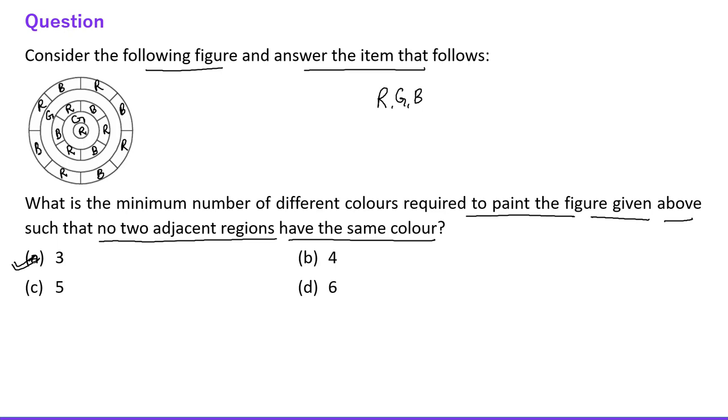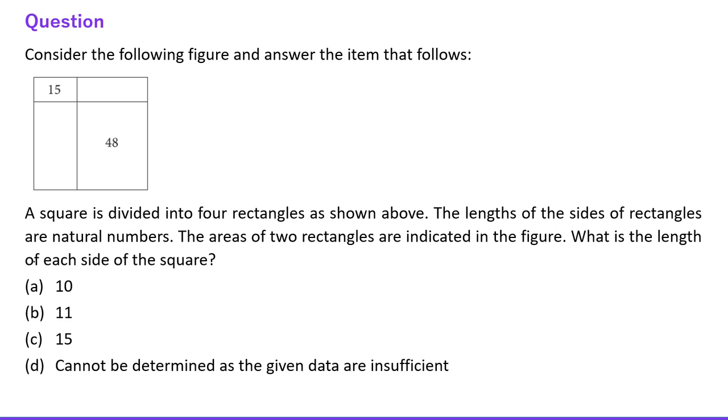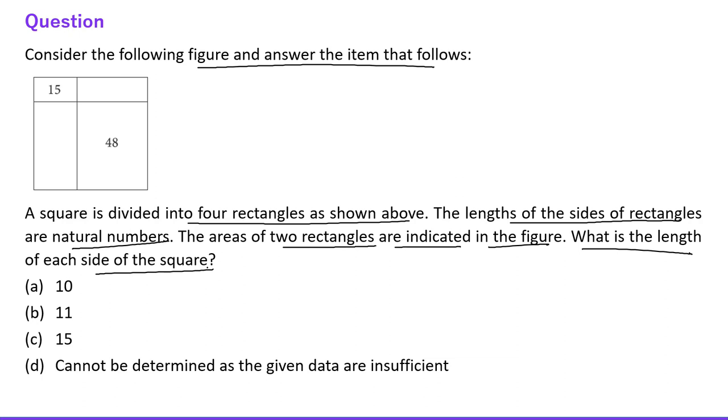Next question says, consider the following figure and answer the item that follows. A square is divided into four rectangles as shown above. The lengths of the sides of the rectangles are natural numbers. The areas of two rectangles are indicated in the figure. What is the length of each side of the square? Okay, fine. So this is 15, right?